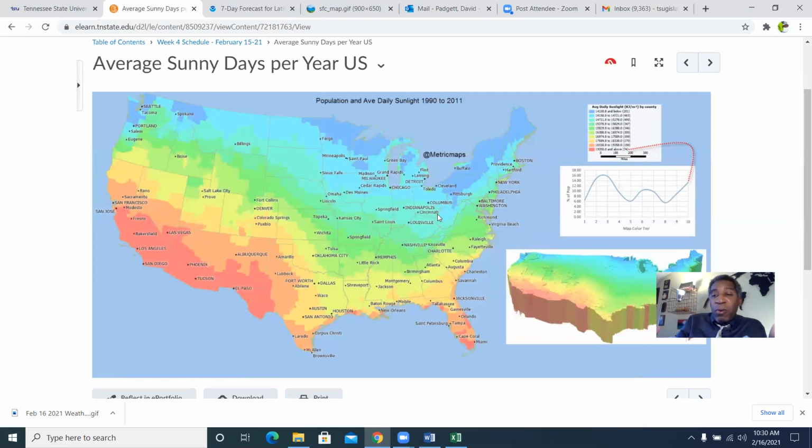Average sunlight over a 20-year period, as opposed to weather, where we ask what's the percent cloud cover today, or this week?